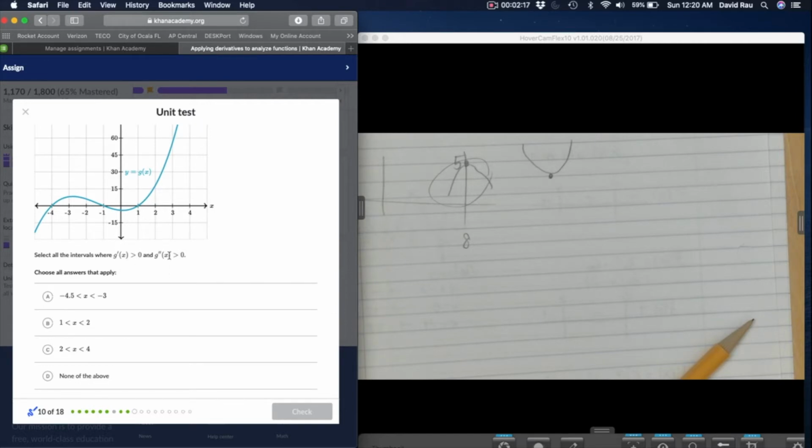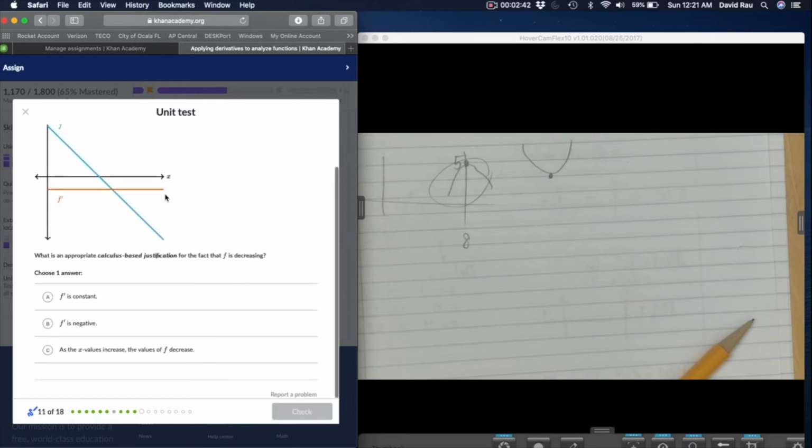The second condition is where is it concave up, and this sliver would be concave down. So ignore this, the only answer is this interval right here. So we have to contain everything that is going on here. 1 and 2 is definitely within that part, and also 2 to 4 is within that part. So be careful that you check all that apply.